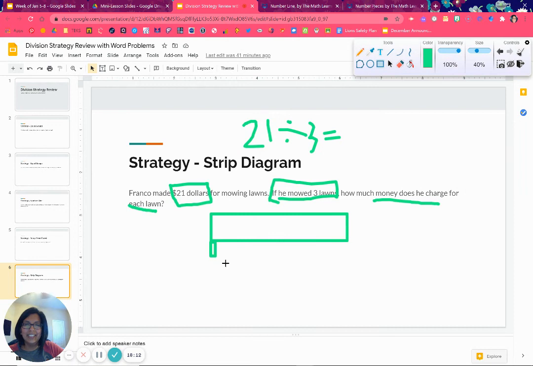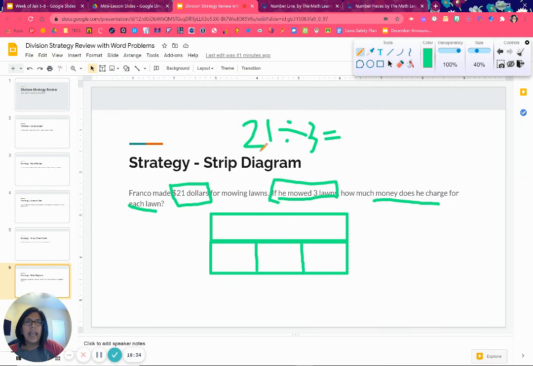All right, now let's go ahead and do this. Okay, so I know that's like, Miss Garza, it looks exactly the same. Exactly. We're going to make it divided in 2. So Franco made $21 for mowing lawns. If he mowed 3 lawns, now because he has 3 lawns, that tells me 3 parts. It gave me the groups. The lawns are your groups. It's a bunch of grass grouped together.